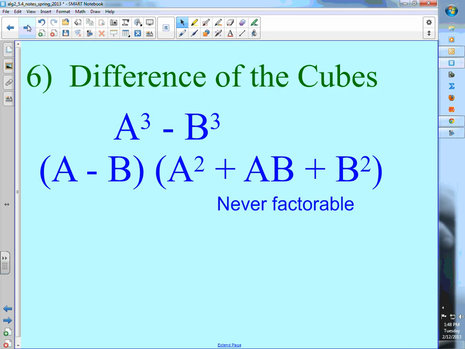It's the same pattern for a difference of the cubes, except that when it's a difference, the binomial is the minus, and the trinomial is a plus. So whether you start with a plus or a minus, sum or difference of the cubes, the binomial gets the same sign. And the first sign over here is always opposite of what's in the binomial. So if this is a minus, that's a plus. If this is a plus for a sum of the cubes, that's got to be minus. When you square something, it's always positive. The third sign can never be a negative sign in that binomial.